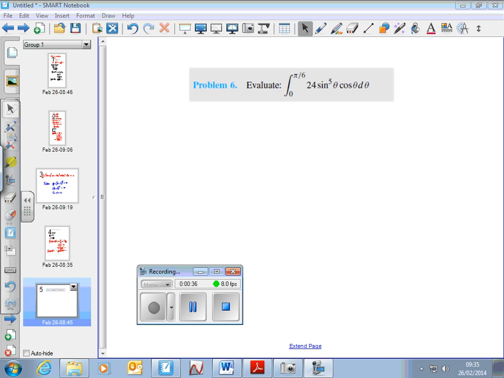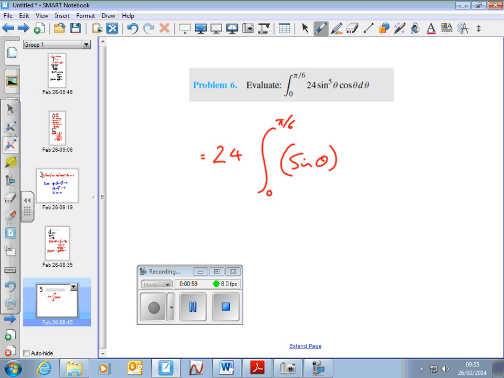I'll certainly be thinking about, and I might not write this, but I'll certainly be thinking about this integral as being the same as 24. I could take the 24 outside the integral between 0 and pi over 6. Any constant can come out. And sine to the power 5 theta, of course, means sine theta to the power 5 times the cosine of theta d theta. So that's actually another way of writing that integral, or certainly think about it anyway, because that will give me a very strong clue as to what I'm going to call u.